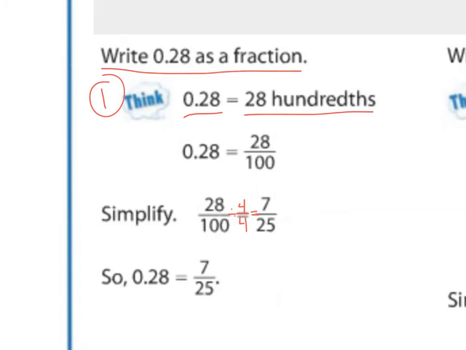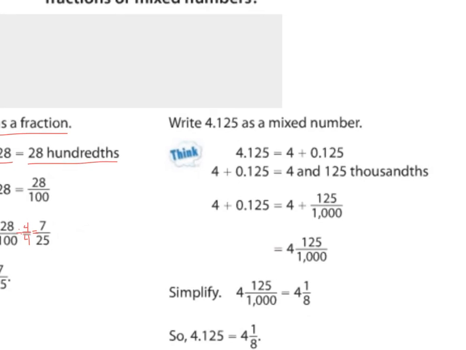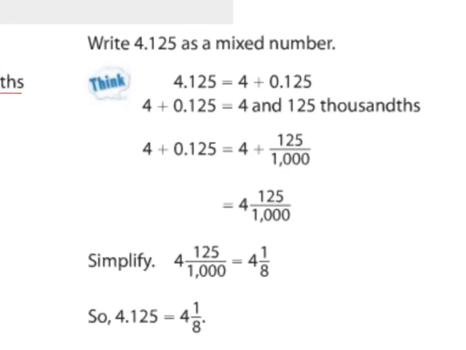Moving on in 3, 2, 1. Alright, let's go to the second portion. This is number 2 of example 1. Write 4 and 125 thousandths as a mixed number. We're going to think of it as split up, so we're going to split the whole number and the decimal, and we know we want to get to a mixed number.